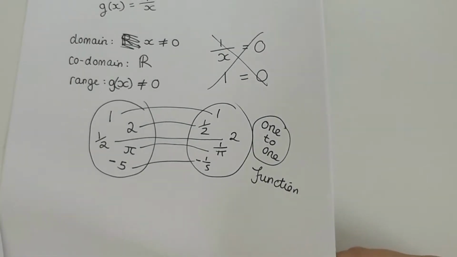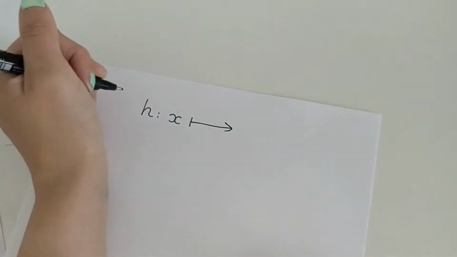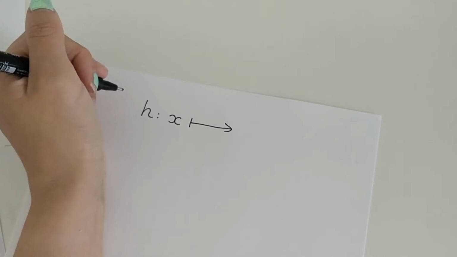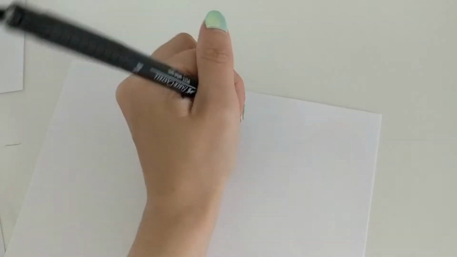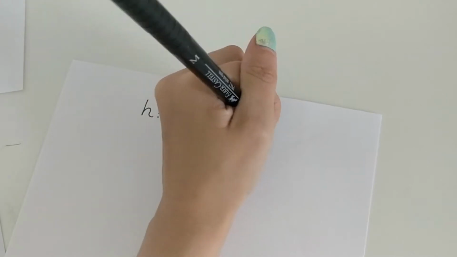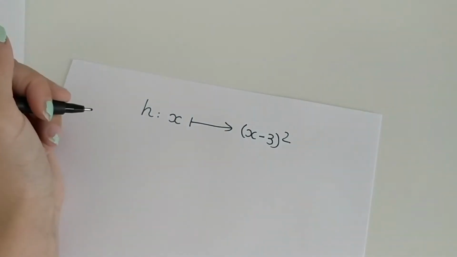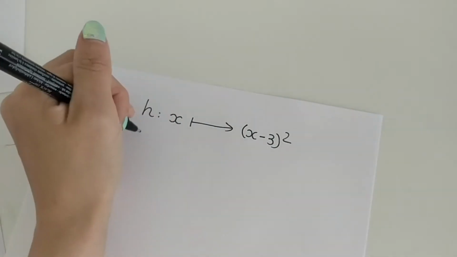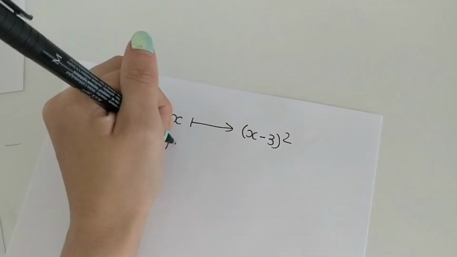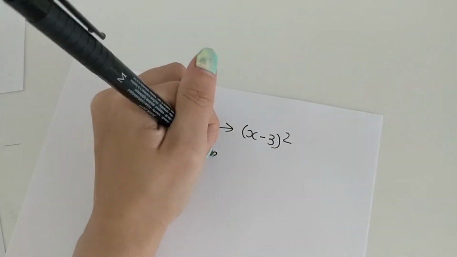Okay, let's look at a more interesting one. Let's call it h. So h is going to be the function that takes x and it maps it to (x minus 3) squared. How about that? So the way we would normally write this is h of x equals (x minus 3) squared.